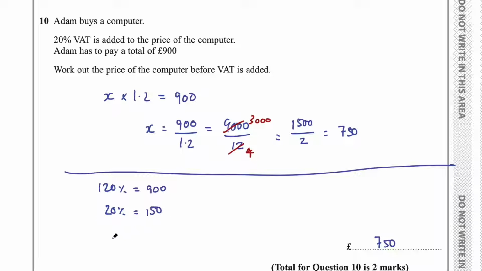And then multiply this by 5. So this is going to be 100% equals 150 multiplied by 5. 500 plus 250, that would be 750. So two methods there. Hopefully you find one that you're comfortable with using. And question 10 was for 2 marks.